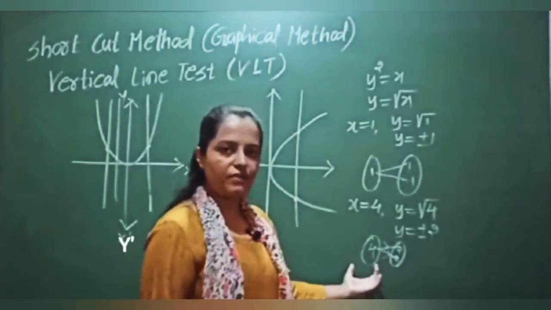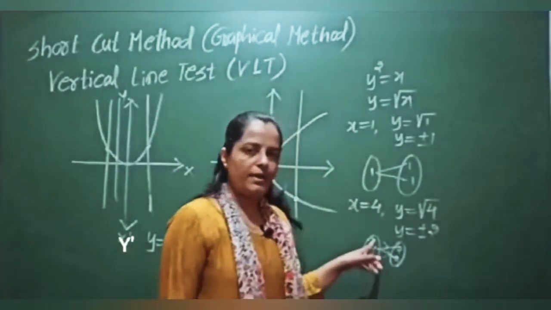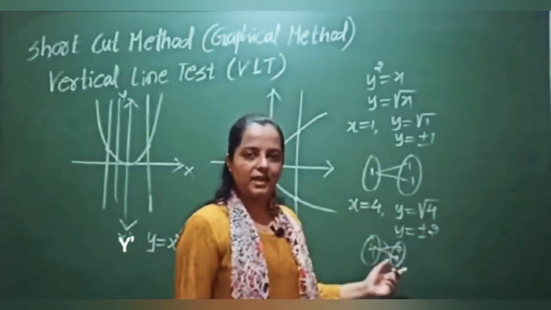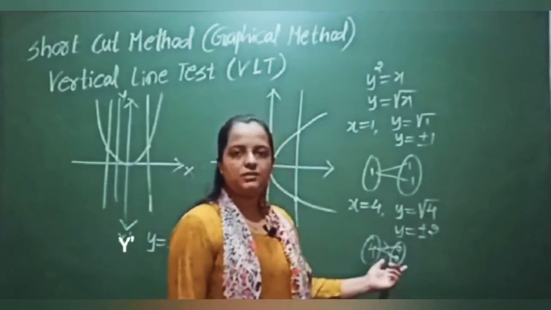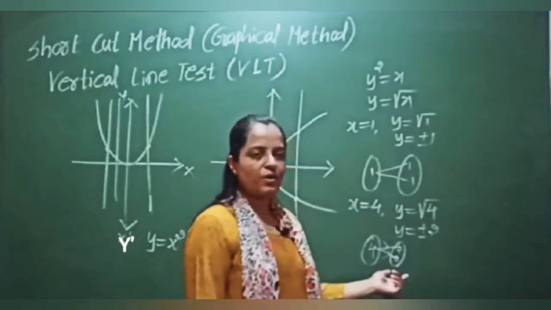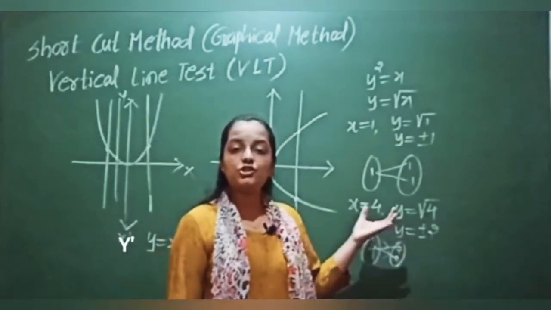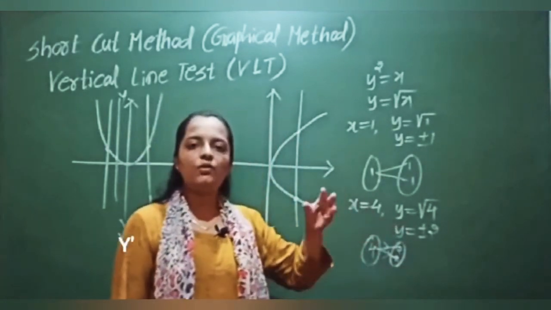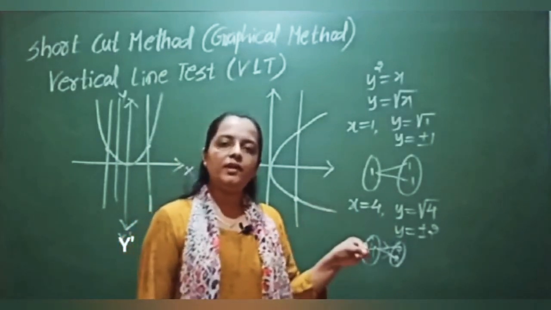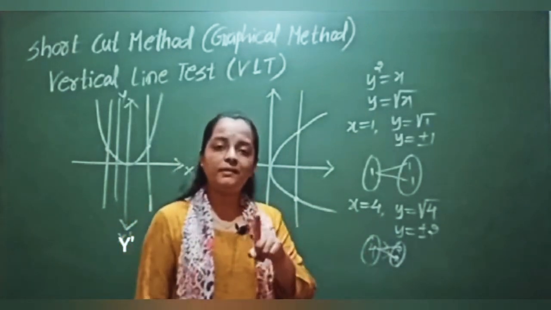Therefore this is not a function, because if any one element in the domain has 2 images, the given relation is not a function. So therefore this is not a function. And all functions act like a machine. Whatever input you give, it is going to give only one output.